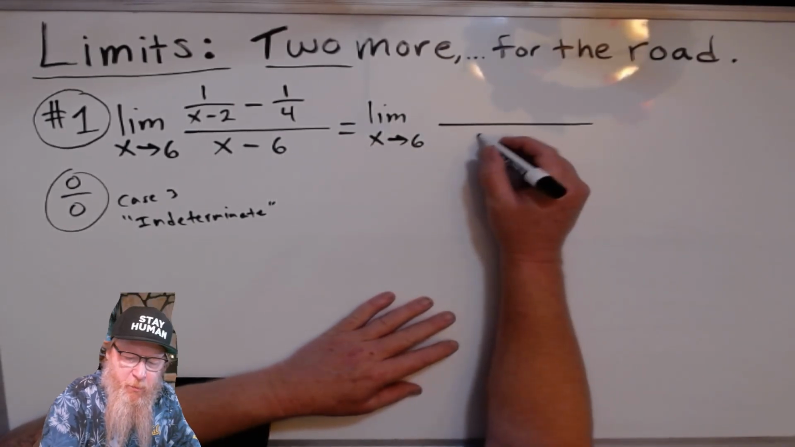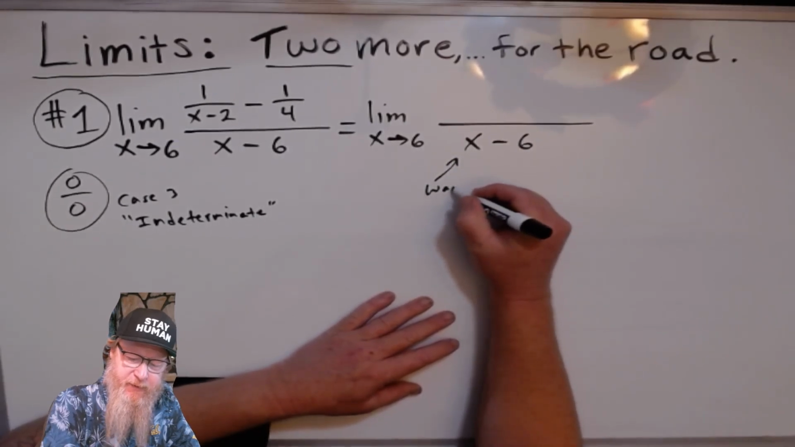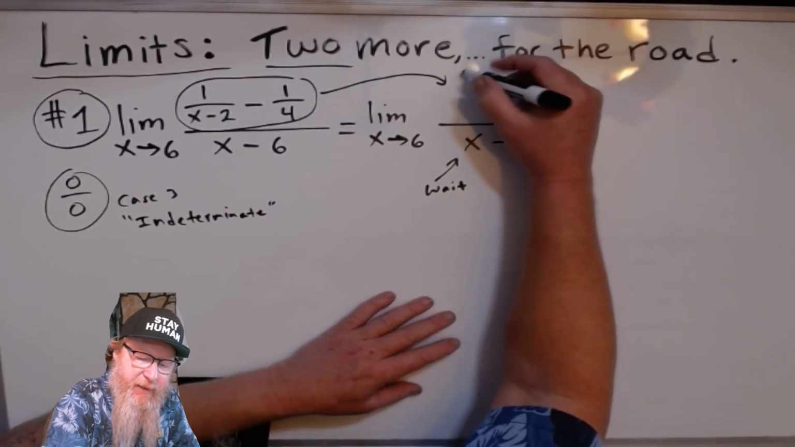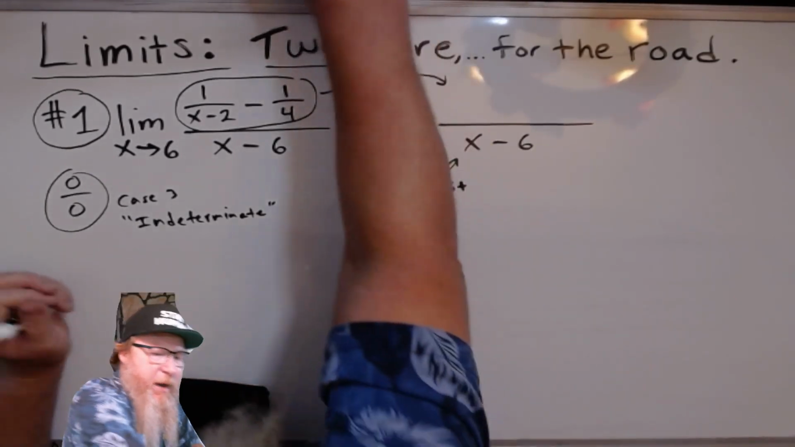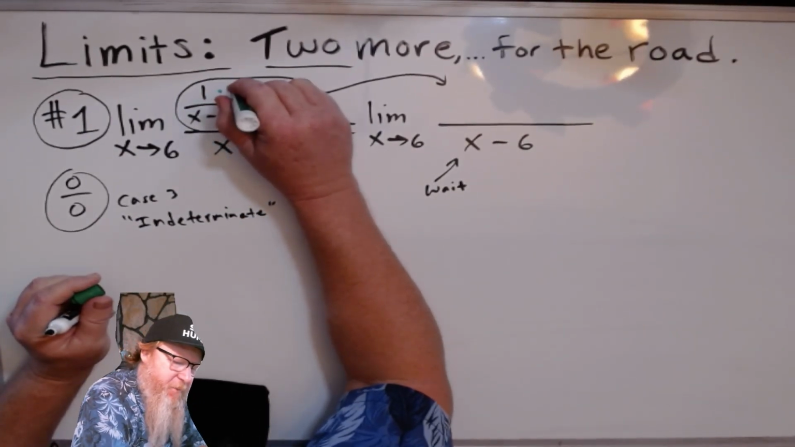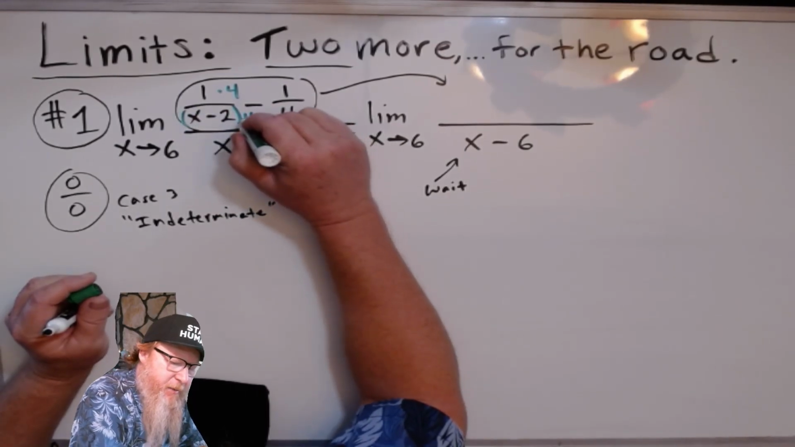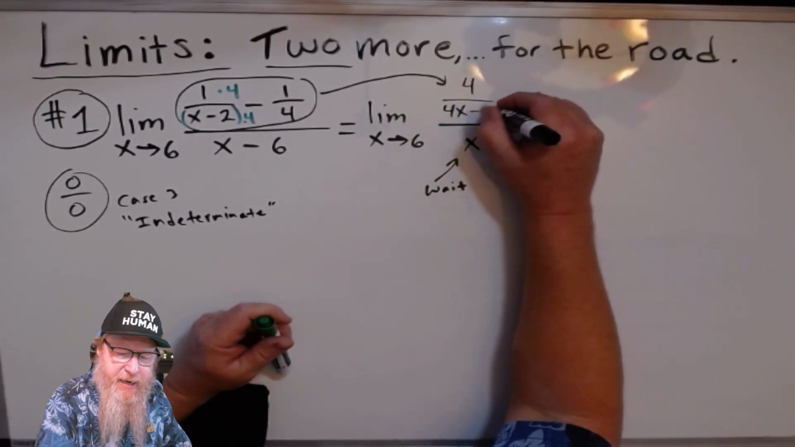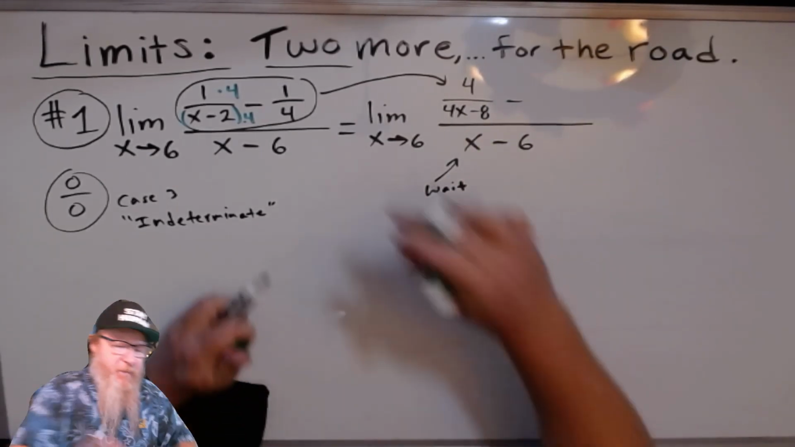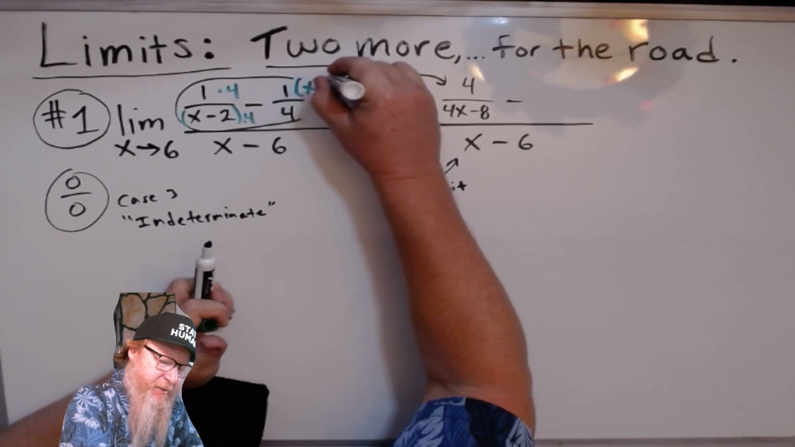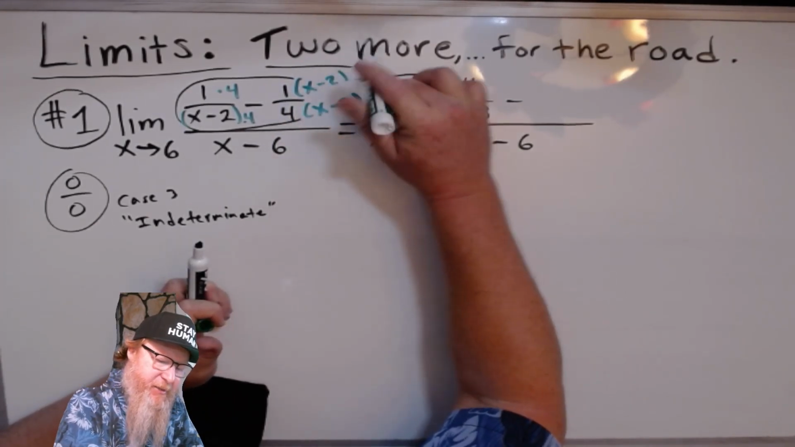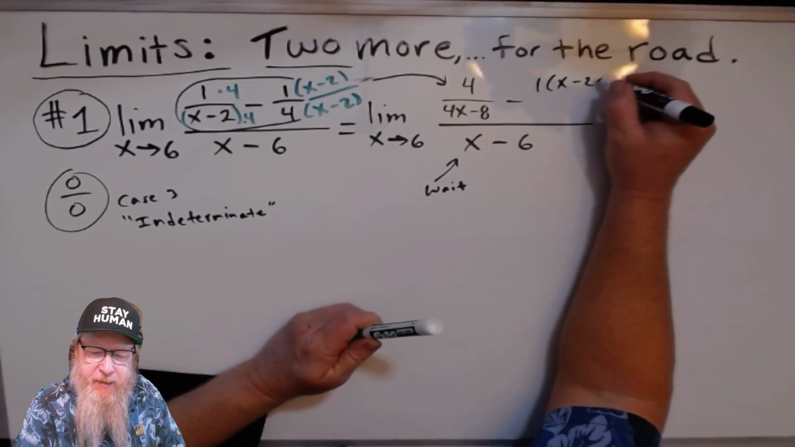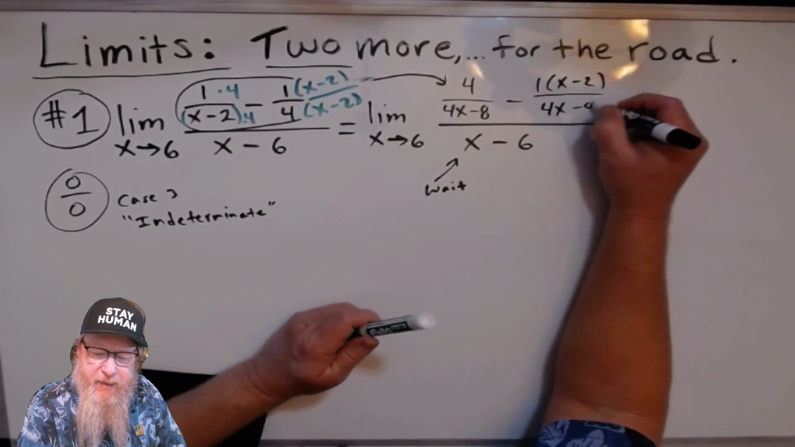Now what we're going to do is wait on the denominator. I did that last time. And we're going to simplify the numerator, so we're going to combine this together. Real quick, algebra: you're going to multiply this one by 4, top and bottom. So that'll be 4 over 4x minus 8. And then you're going to multiply this one by x minus 2. This is again multiplying by a special form of 1. So that'll be 1 times x minus 2 over, again, 4x minus 8.